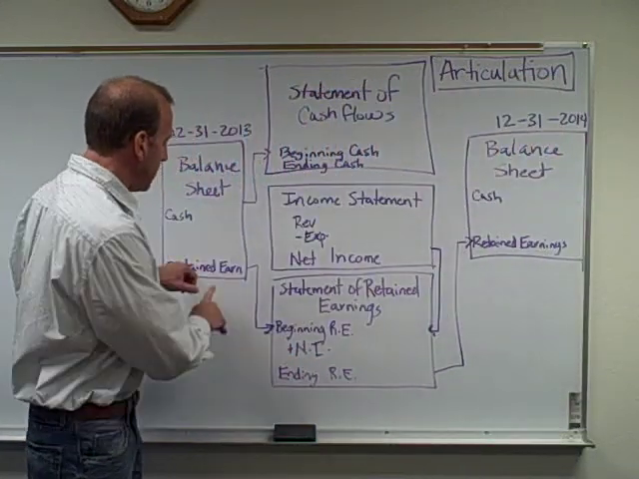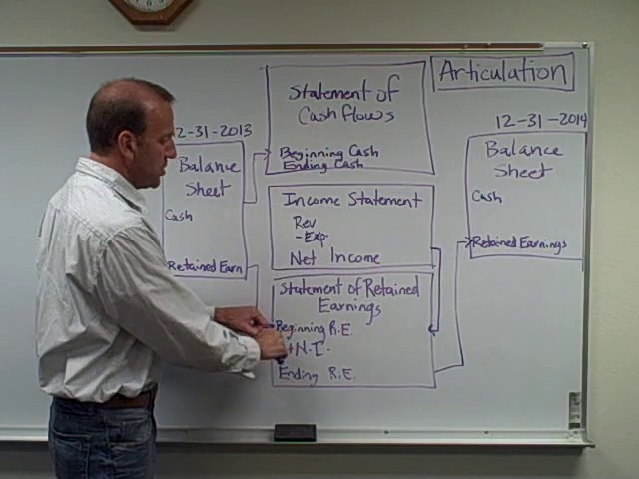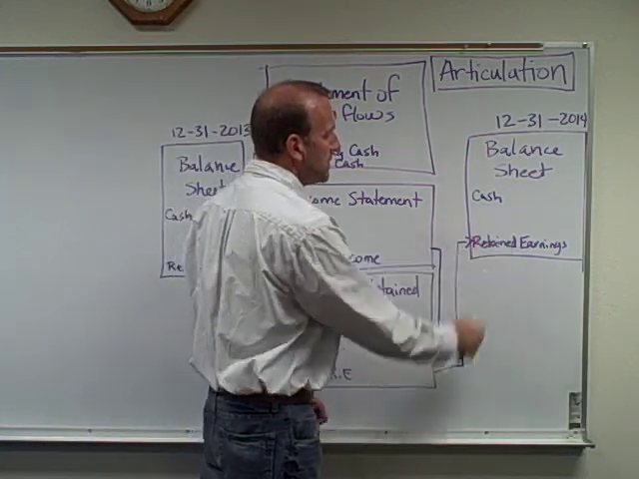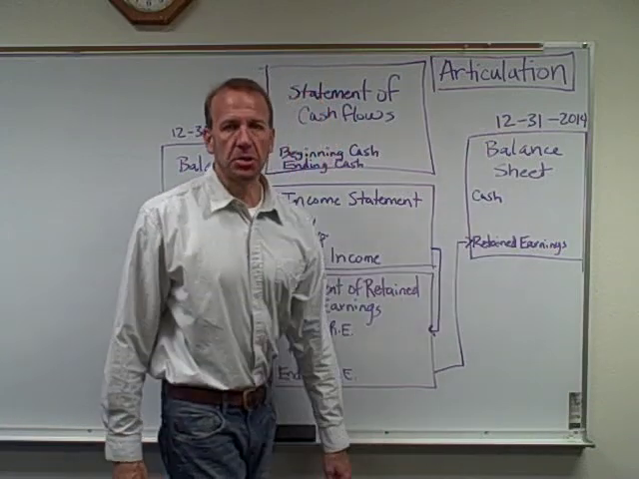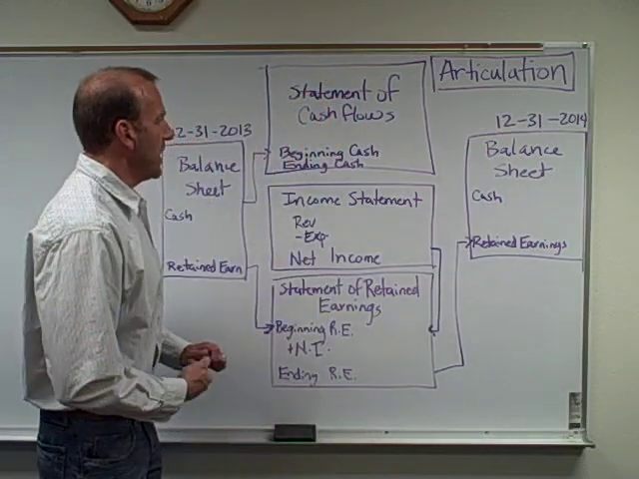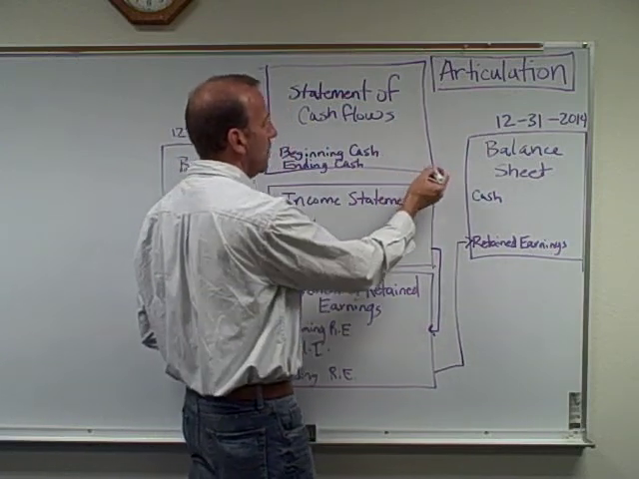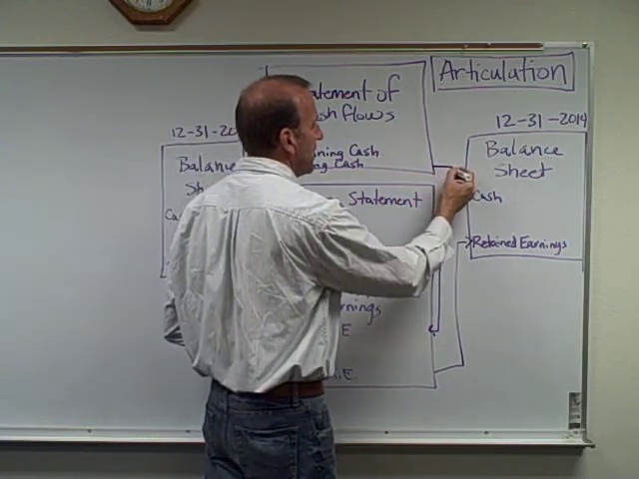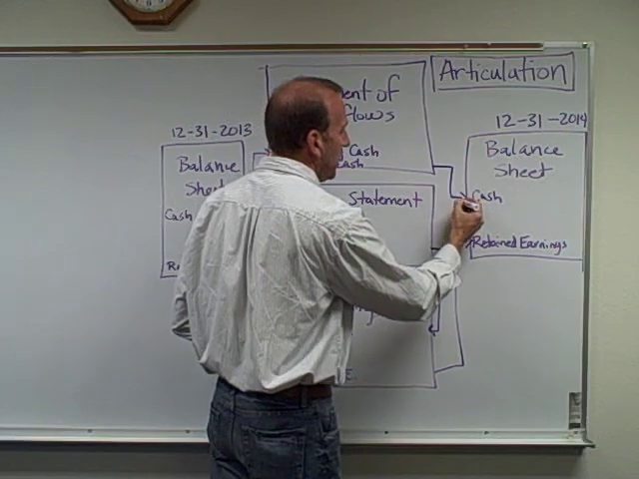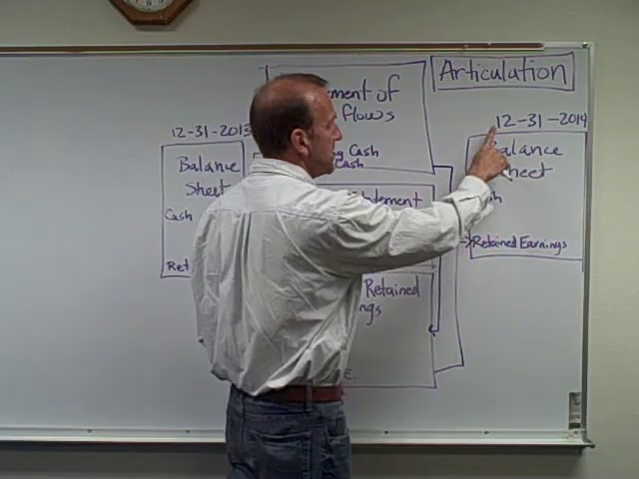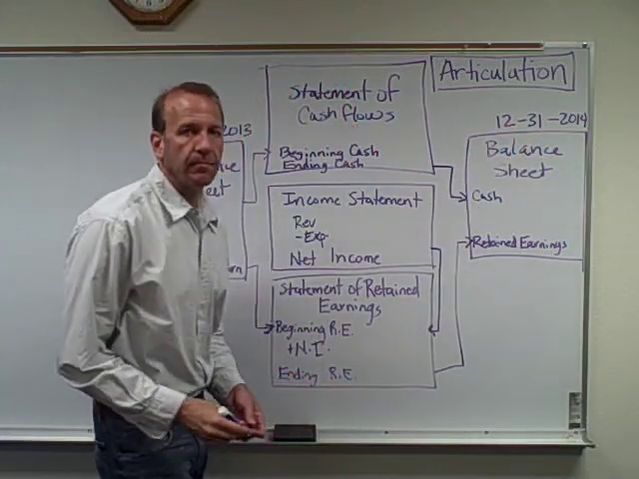So it's kind of interesting. Our beginning retained earnings comes in from last year's balance sheet, and our ending retained earnings that we calculate here becomes part of this year's balance sheet. And then we have one more item here, our ending cash. When we prepare our cash flow, we're going to get our ending cash balance, and this will actually equal our cash balance on the ending balance sheet at December 31st, 2014.